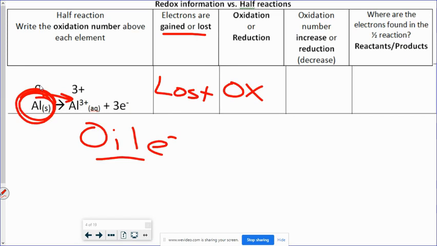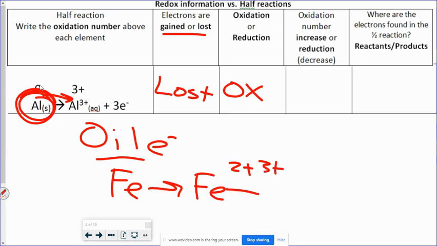If you think about your car, if your car is rusting, your car is turning from iron metal into iron ions. And that could be the two positive or the three positive ions. And then those ions wash away and your car becomes lighter over time. So metals oxidize. They end up turning into ions. Our oxidation number went from a zero to a three positive. So that's what happened in this problem. So our oxidation number increased.